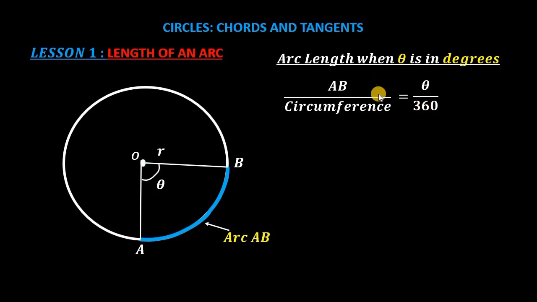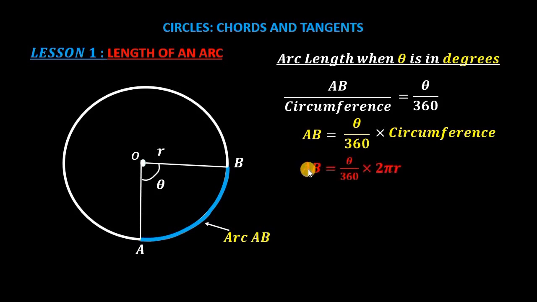Now with this equation here, we can express AB as follows. So AB is equal to theta over 360 times circumference. In other words, if you cross multiply, you end up with this, theta over 360 times the circumference. Well, you know that the circumference of a circle is given as 2 pi r or pi d, and therefore we can rewrite the formula as the arc length AB is equal to theta over 360 times 2 pi r.